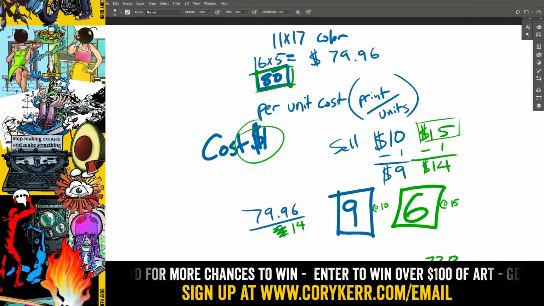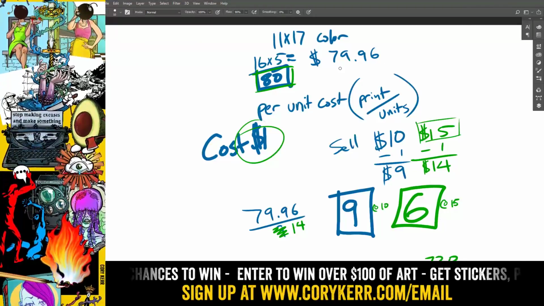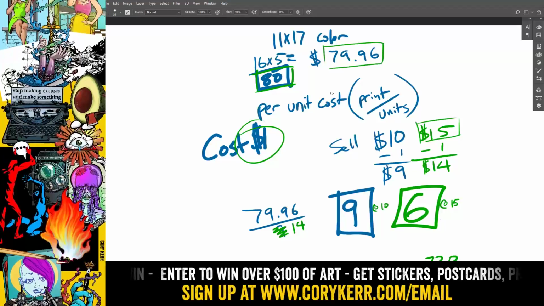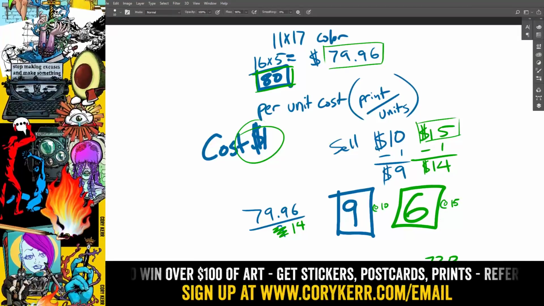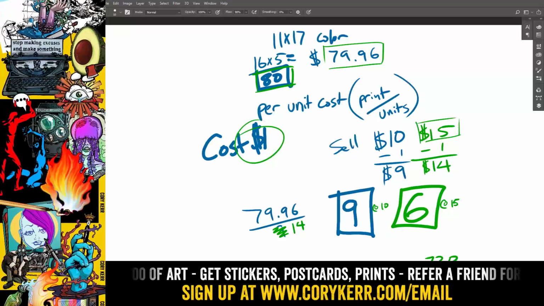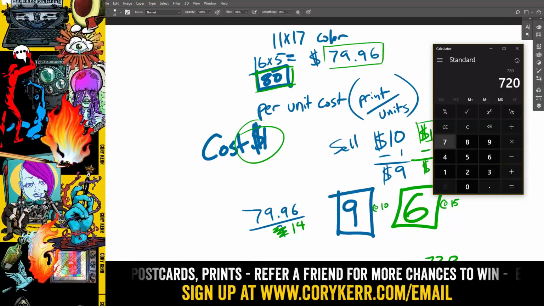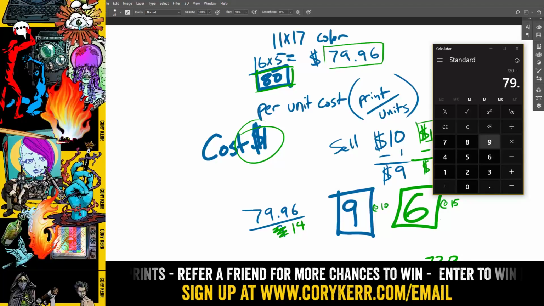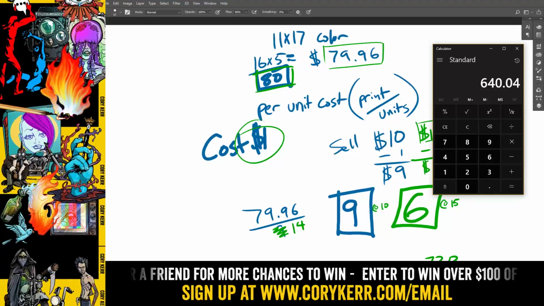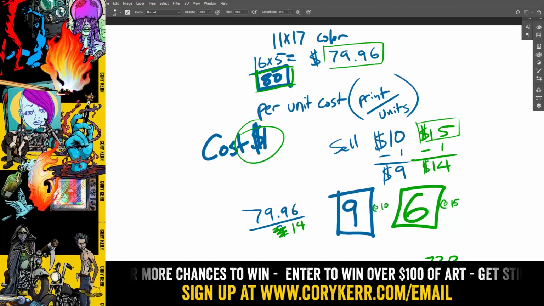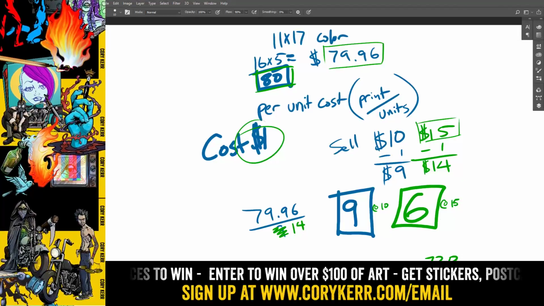and that gives me $720, except I don't bring 720 home because I've got to get rid of my cost. So I've got 720 minus 79 whatever, right? And so I'm going to go 720 minus 79.96 equals $640. Okay, and that's at $9.